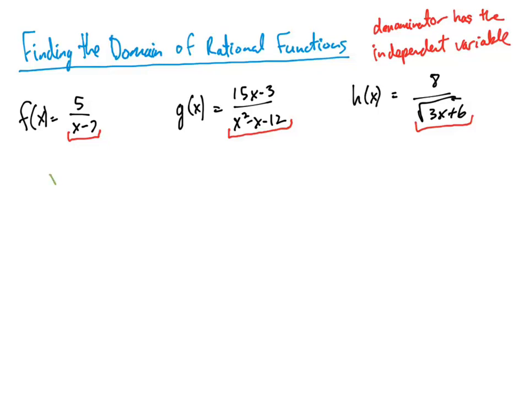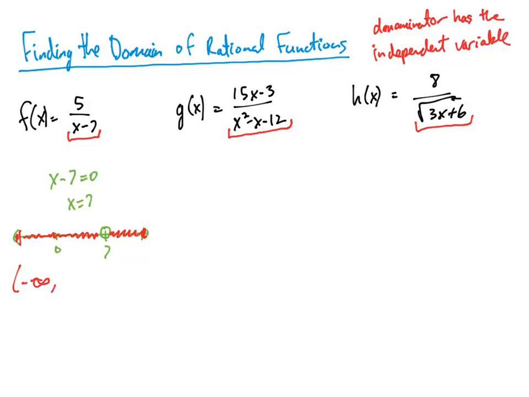So to do that, what we do is we just take the denominator, set it equal to 0, and then we solve. So for f of x, we would say anything except for 7 is going to work in this function. 7 will make the function undefined. So if we think about this on a number line, anything except for 7 is going to be defined. So I put an open circle on 7, and then we can shade everything else. So everything else is in the domain.